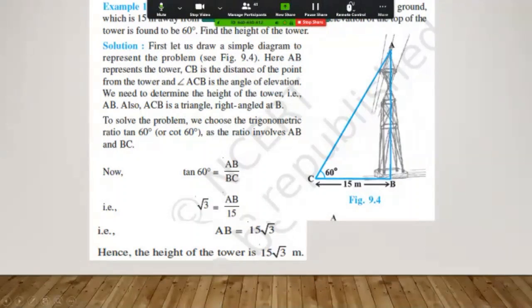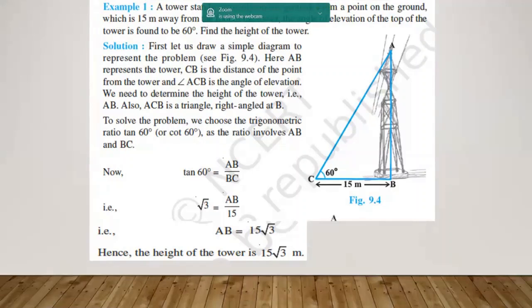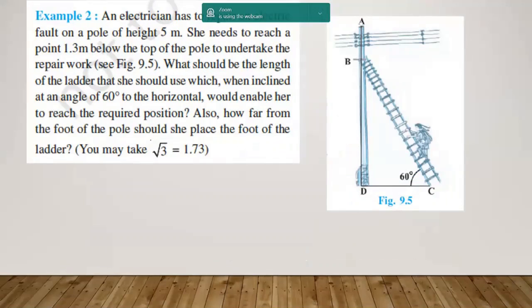As I've told you, leave it at this. Don't try solving that root 3 unless they have specified in the question that root 3 is 1.732, whatever it is. Then that means they are expecting us to solve it that way. Otherwise, leave it here. Going to the next one now.